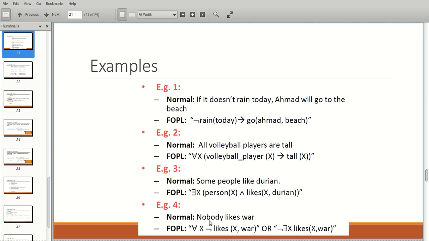The fourth example: nobody likes war. Again, you can use for all, but you negate the likes here: for all X, not likes war. Or you can use this one: there does not exist an X who likes war. So you have two options here to represent the sentence nobody likes war.